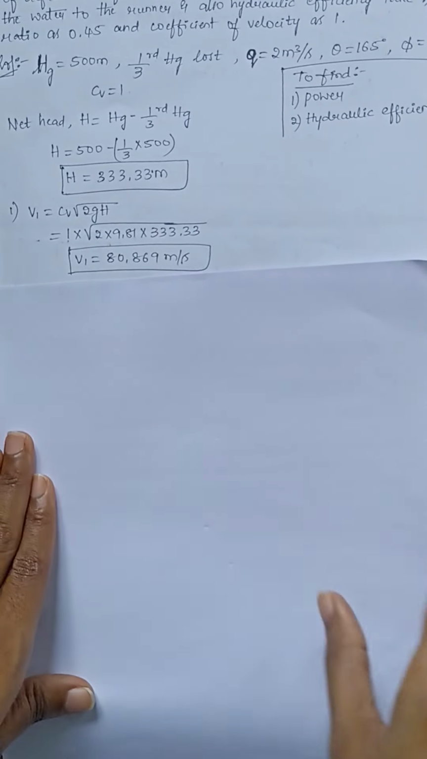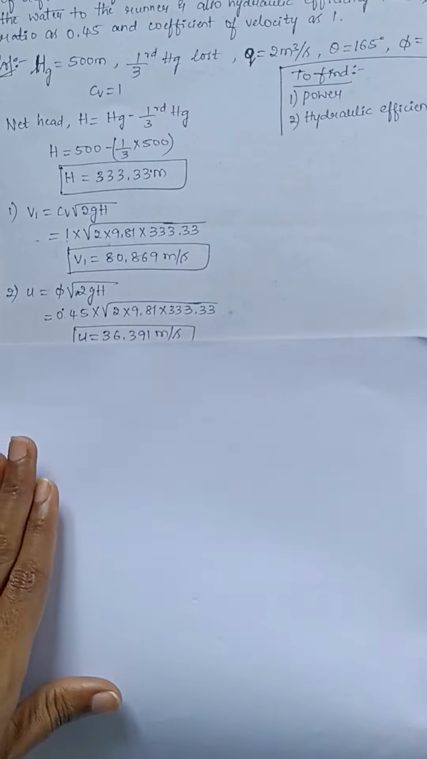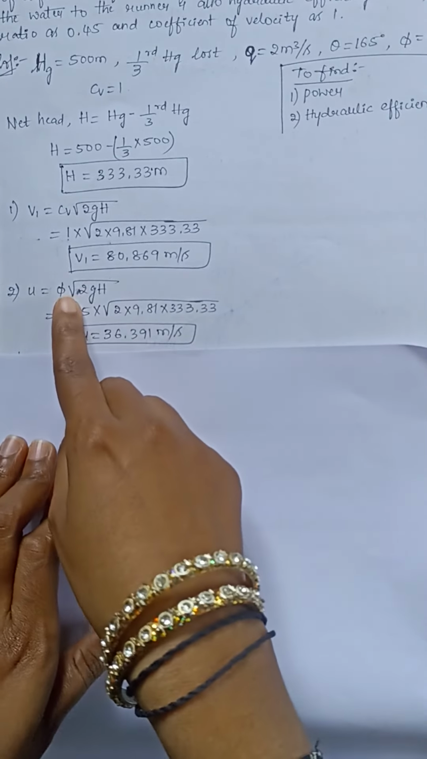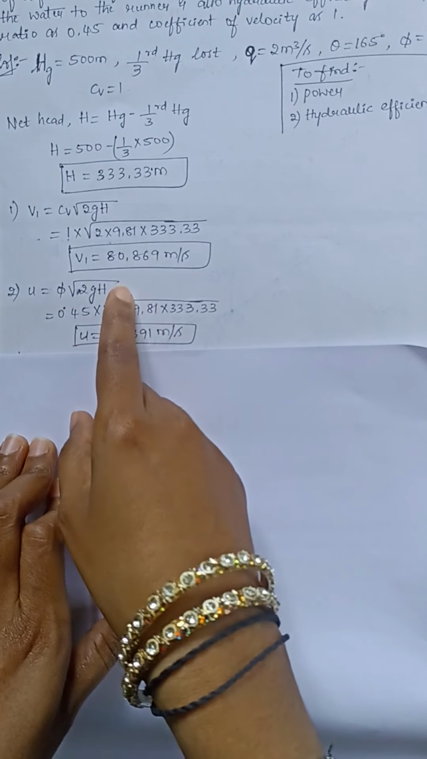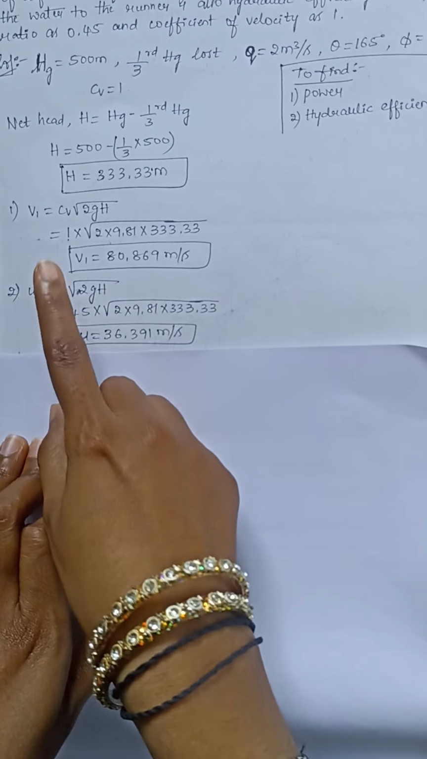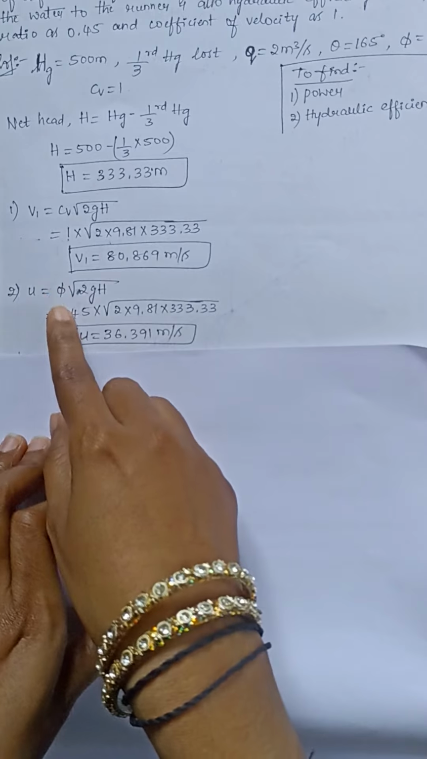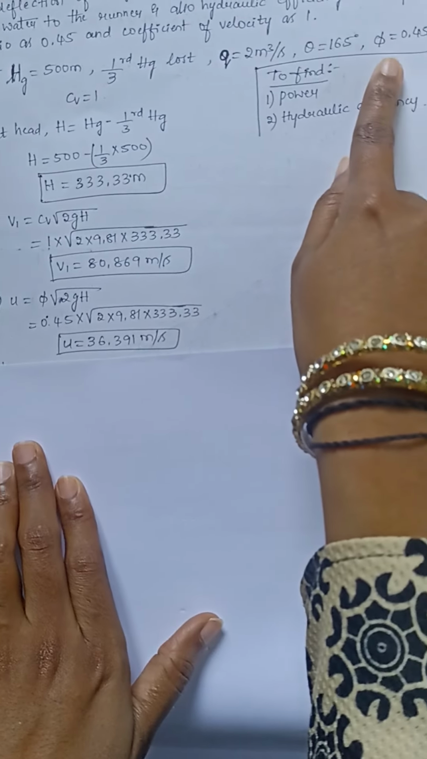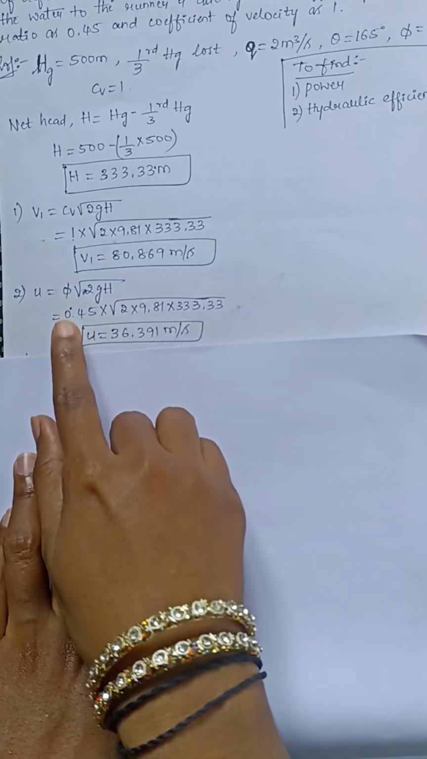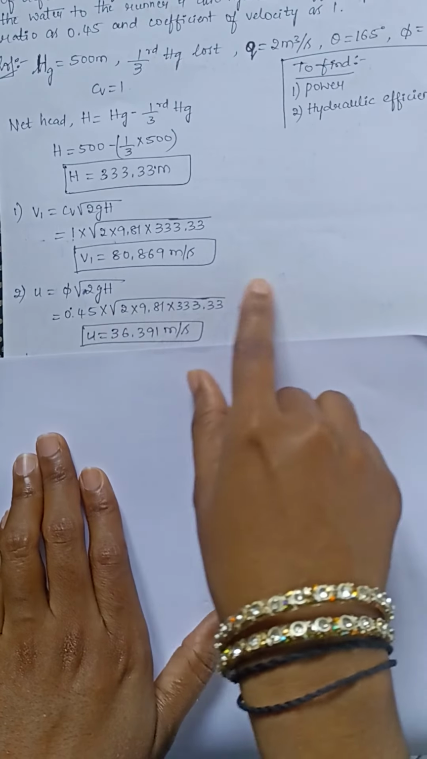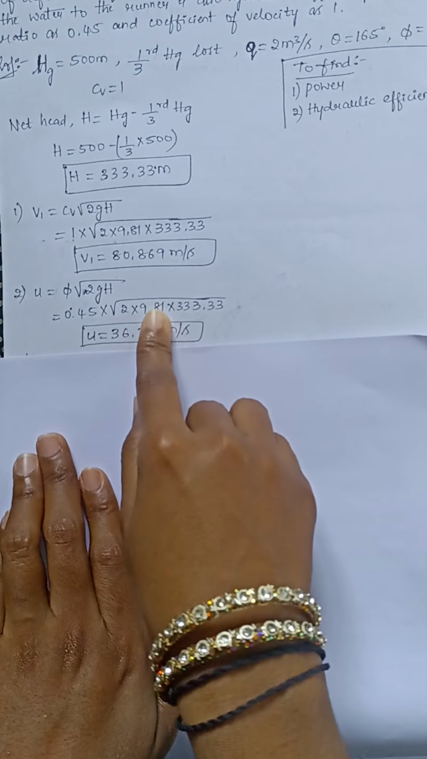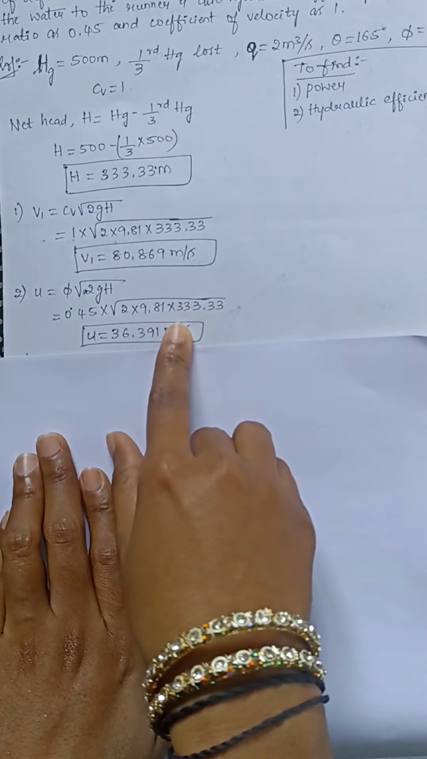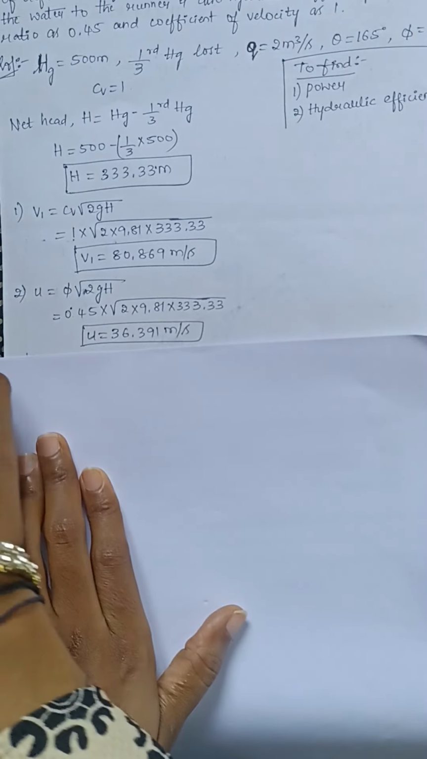Then similarly, let us find the wheel velocity now. To find the wheel velocity, we have the formula phi root under 2gh, where phi represents the speed ratio, or we can keep it as Cu also. Now the speed ratio is given as 0.45 in the question. Let us substitute it into root under 2 into g, which is again 9.81, and also h represents the same net head, which is 333.33. Let us try to simplify this.